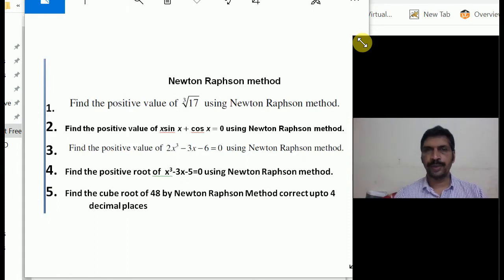These are the 5 problems in the Newton-Raphson method. The first problem is find the positive value of cube root of 17 using the Newton-Raphson method. The same type of problem is the fifth: find the cube root of 48 using the Newton-Raphson method up to 4 decimal places. Second problem is x sin x plus cos x equal to 0 using the Newton-Raphson method. Third, find the positive root of 2x cube minus 3x minus 6 equal to 0 using the Newton-Raphson method. I will explain the first 3 problems. Solve the fourth and fifth problems yourself using the Newton-Raphson method.